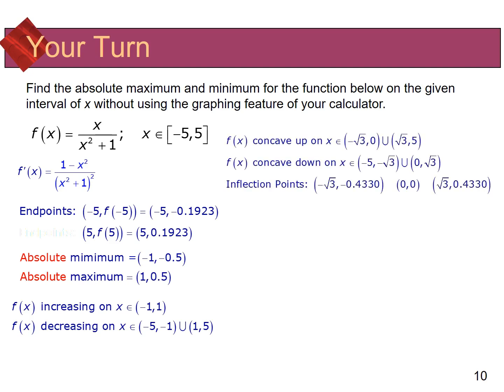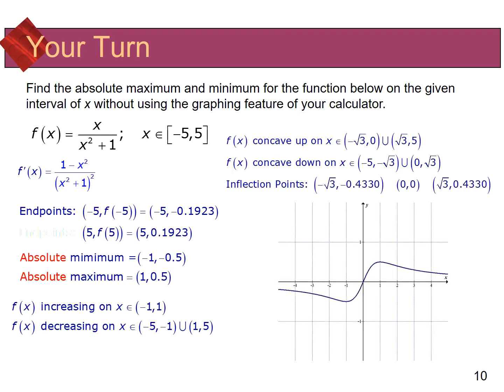From the information we gathered on the previous screen, f of x is concave up on the interval from -√3 to 0, as well as √3 to 5. It's concave down on the interval from x values -5 to -√3, as well as from 0 to √3, which means the inflection points were at the x values -√3, 0, and √3. And I found the y values for each one of these by, again, plugging them back into the original function. So the inflection points are occurring at -√3, -0.4330, at 0, 0, and at √3, 0.4330. And so as a result, the graph looks somewhat like this.